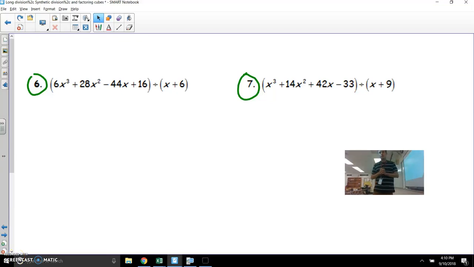Hey, Algebra 2, today we talked about synthetic division in class. We also talked about long division, and then we also talked about factoring cubics. So those are the three things we're going to talk about just now. We're going to start with long division. Long division can be a little tedious, and that's why we have synthetic division.